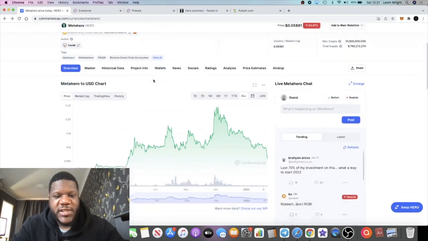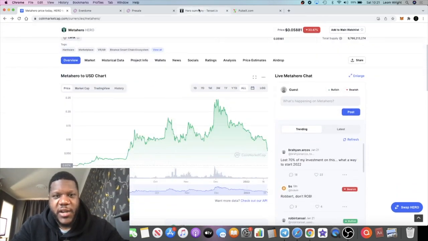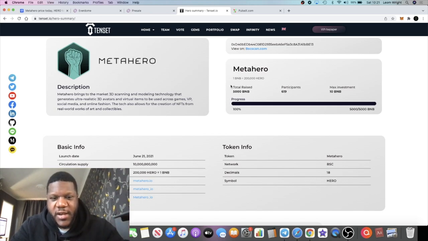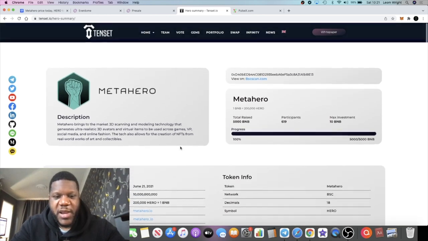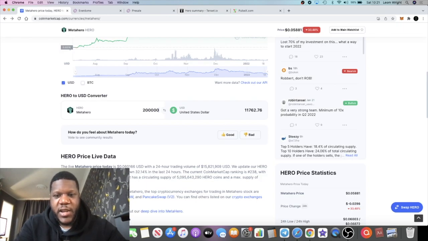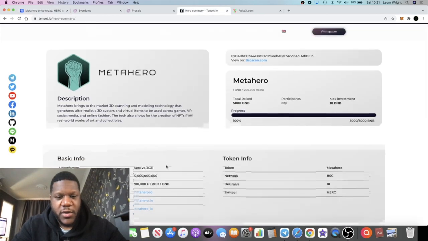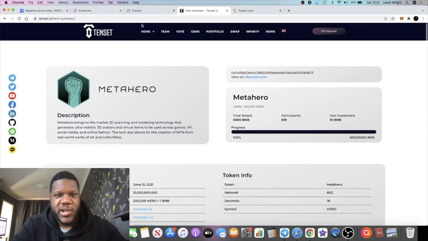So about 175x at the peak of the market, especially for those that got in on the IDO on Tencent. They were getting about 200,000 HERO per one BNB. 200,000 HERO, even today, that's $12,000 from one BNB. So not a bad return on investment there.